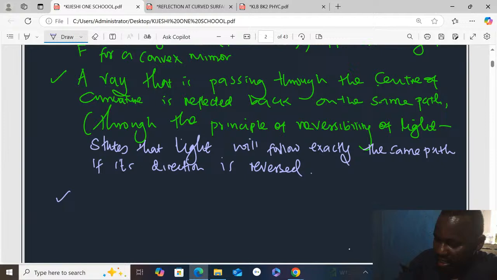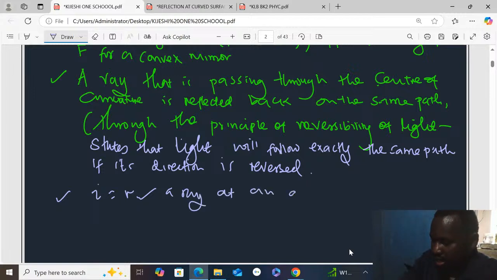We observe that the incident angle is equal to the reflected angle. So this is for a ray that is at a certain angle to the reflecting surface. So this one you can say is a ray at an angle, so it will observe this rule.